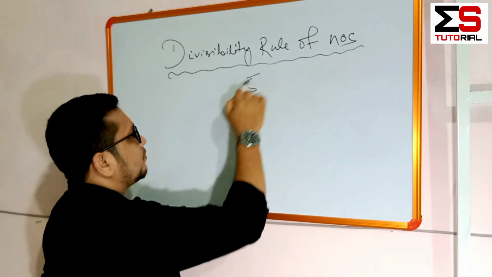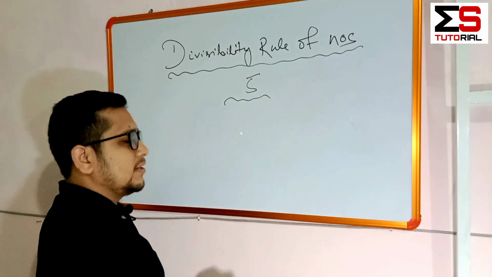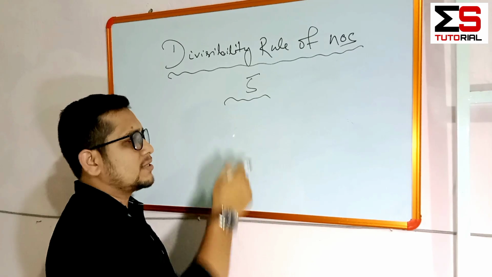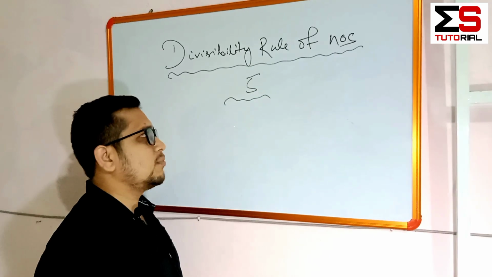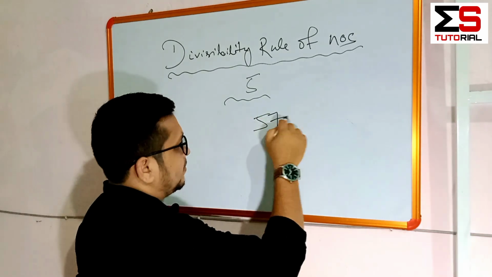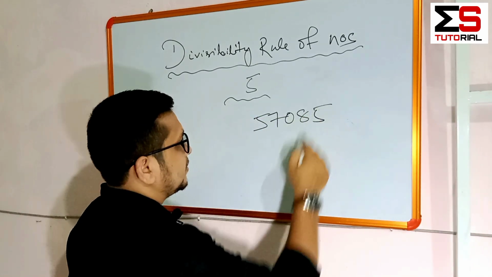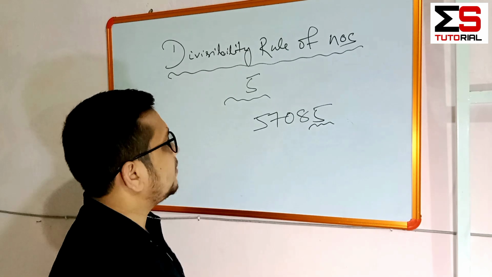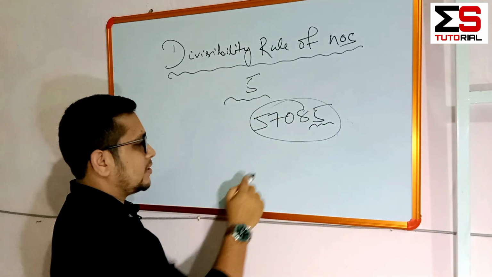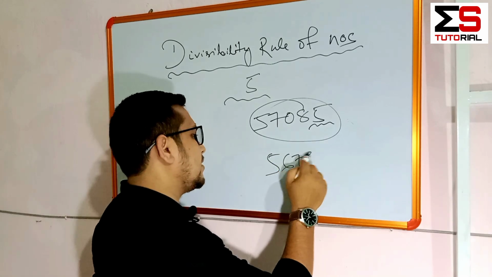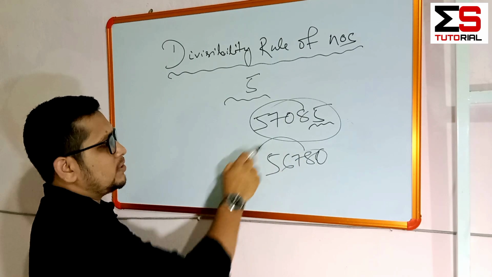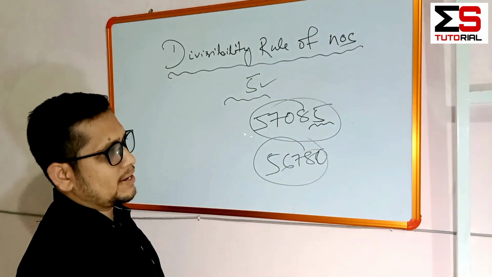divisibility rule of 5. If there is 0 or 5 in the unit place of a number, then this number will be divisible by 5. Example, 57085. Here 5 is in the unit place, so this number will be divisible by 5. Another example, 56780. Here 0 is in the unit place, so it will be divisible by 5.